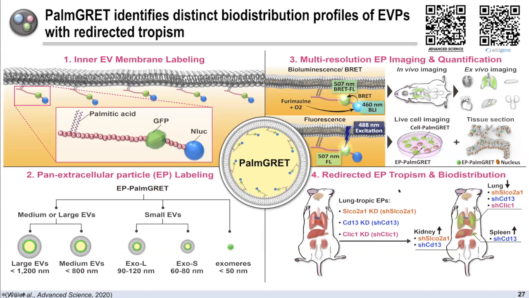And not only that, our PalmGRET is, in my opinion, quite powerful for the study of biodistribution. So here, maybe in the future or in a different therapeutic strategy, PalmGRET can help to study the different distribution of the therapeutic effect of the EVP as a therapeutic target.